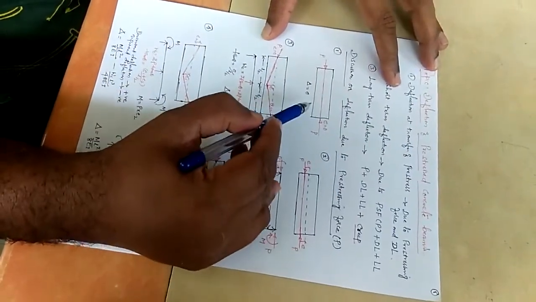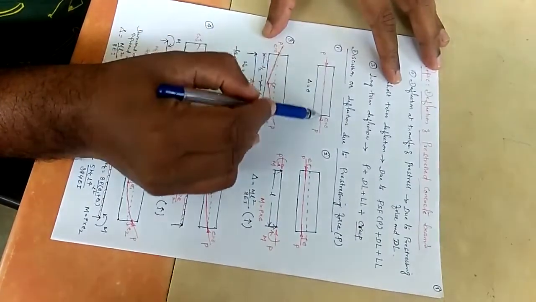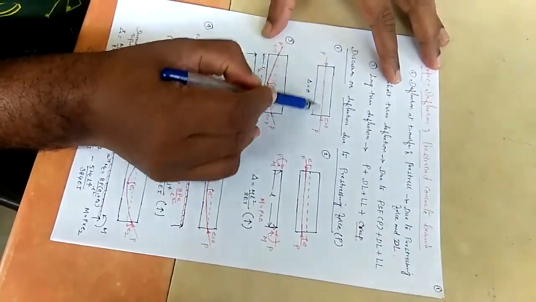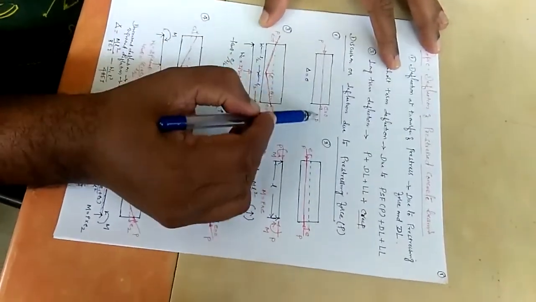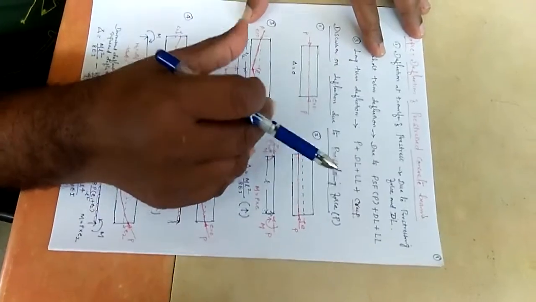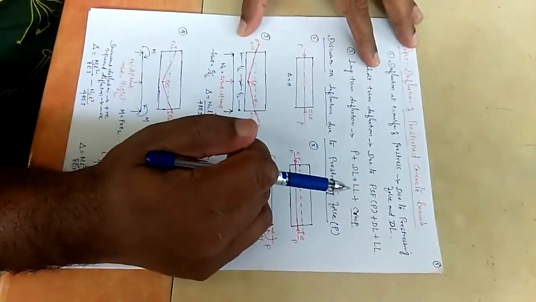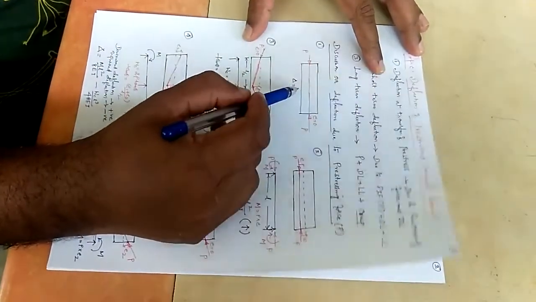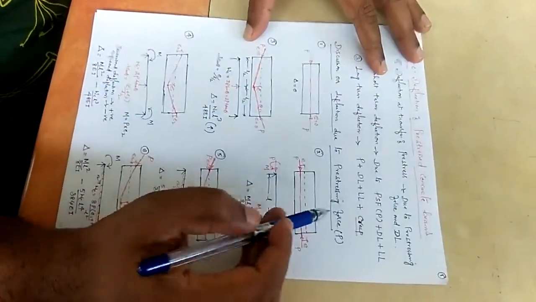For example, this is the first cable profile. Cable is concentric, meaning the cable is provided at the axis of the beam. That means eccentricity is 0. This prestressing force will create a compression along the axis, not perpendicular to the length. We are calling deflection perpendicular to the axis. Perpendicular to the axis there is no deflection. That's why delta is 0.